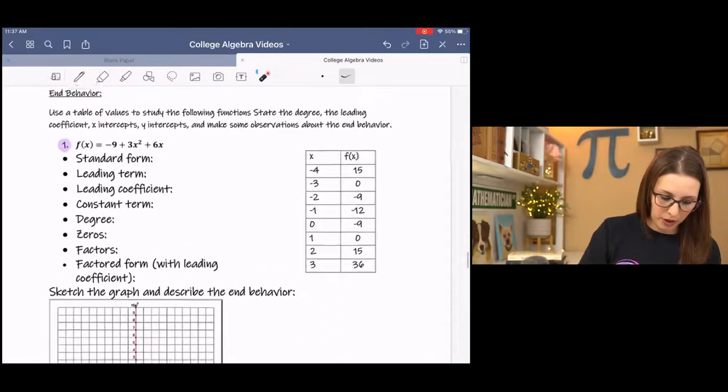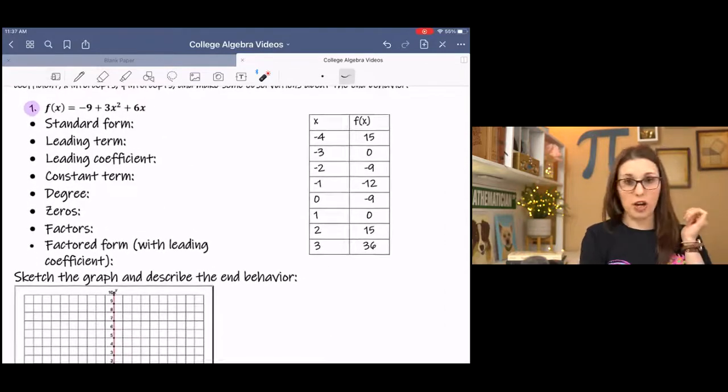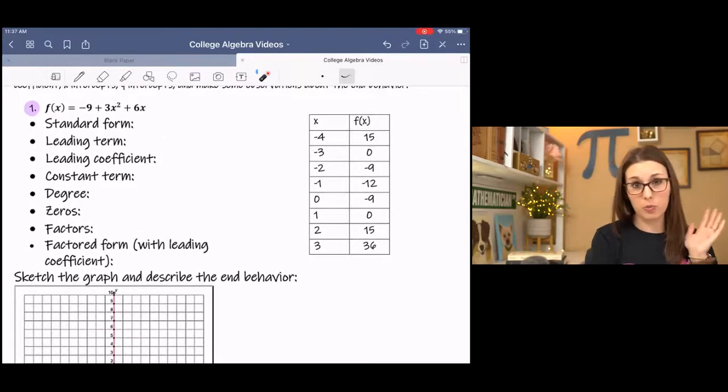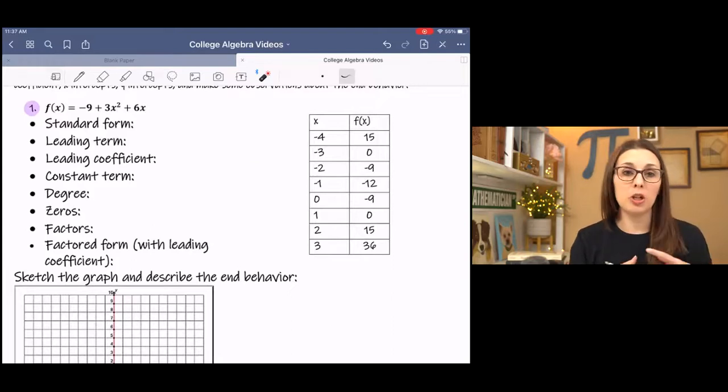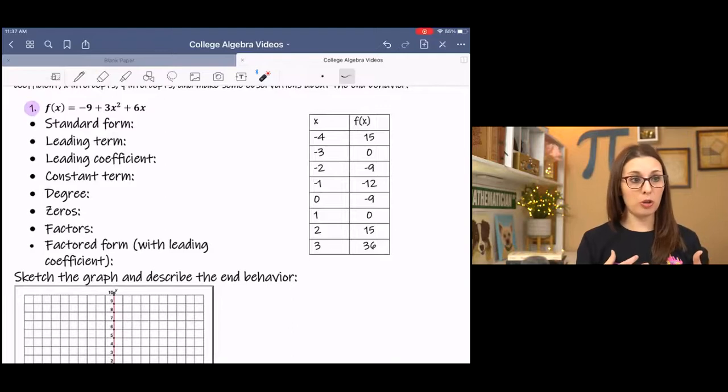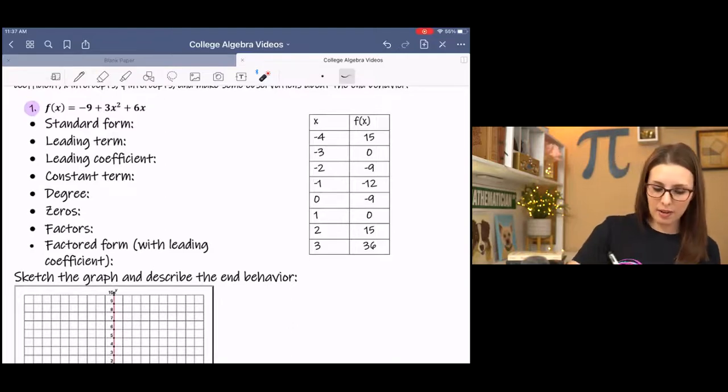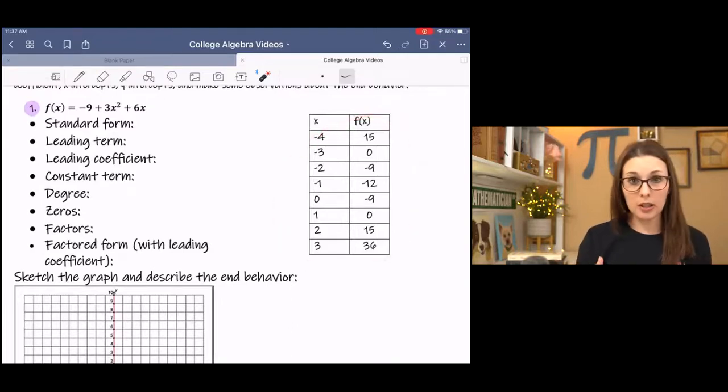I have an example here. This one is actually a quadratic, which we've already looked at before, so this should be kind of a review, but I'm going to use this simple example to show you how to apply it to polynomials. In this case, I have the table of values already completed.